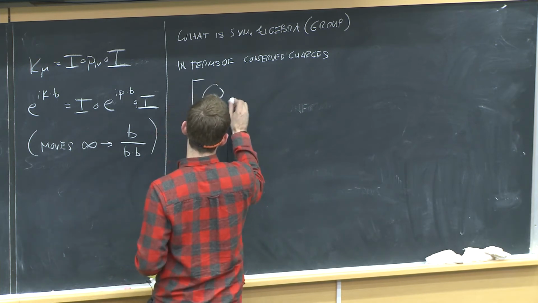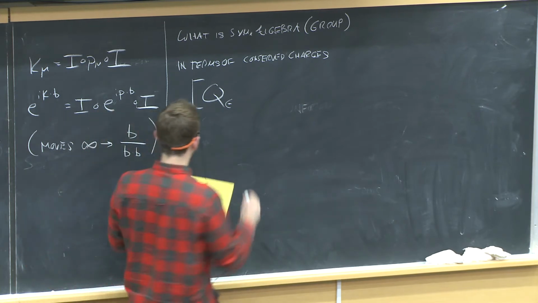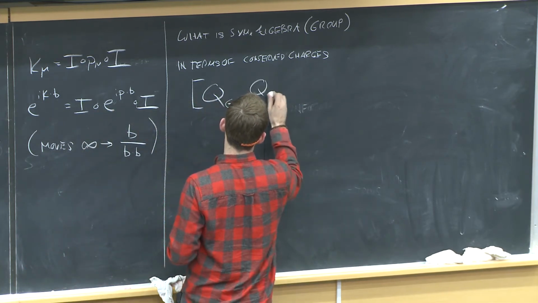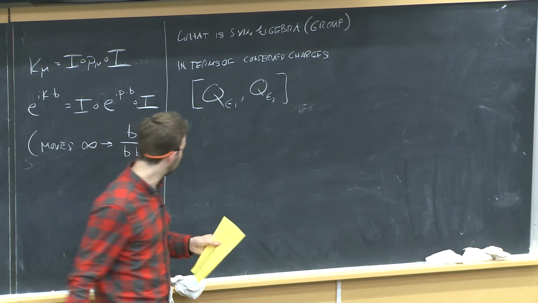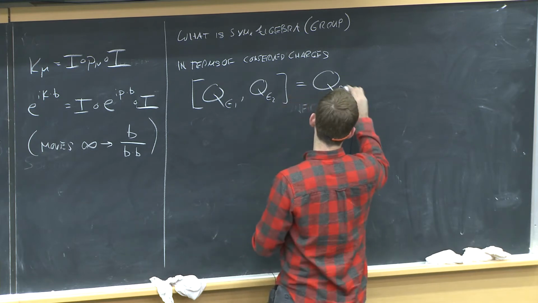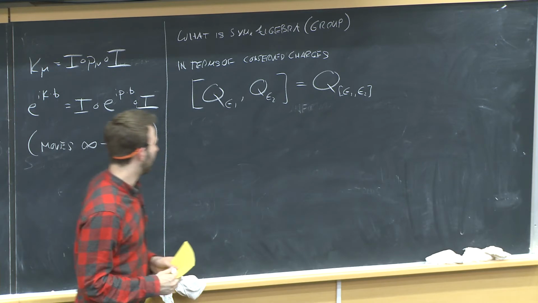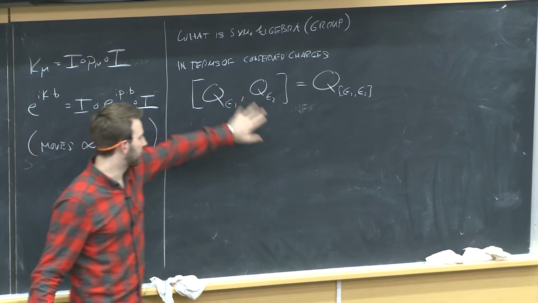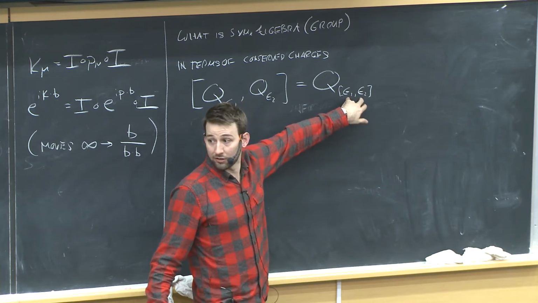If I take one of my charges associated to one conformal Killing vector and commute it with a charge associated to another Killing vector, then the way it works out in this case is that the algebra of the charges is determined by the Lie algebra of the vector fields. And here there's another disclaimer that this is not absolutely guaranteed for you.